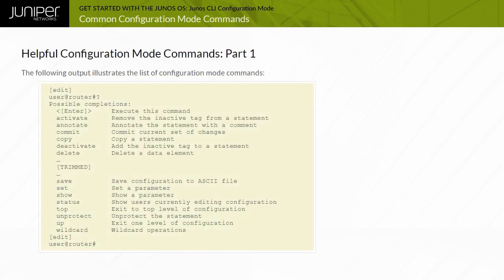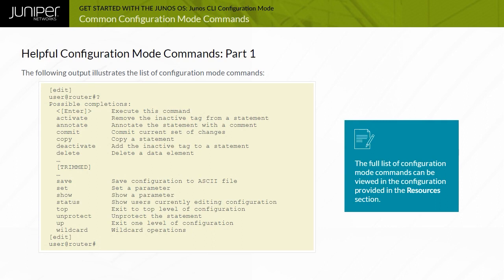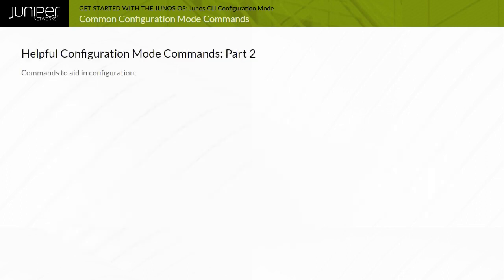The displayed output illustrates the list of configuration mode commands. Note that the full list of configuration mode commands can be viewed in the configuration provided in the Resources section. Regardless of the method and commands you use to update your configuration file, you must issue the commit command to activate changes. Here are a few commonly used configuration commands in Junos OS.